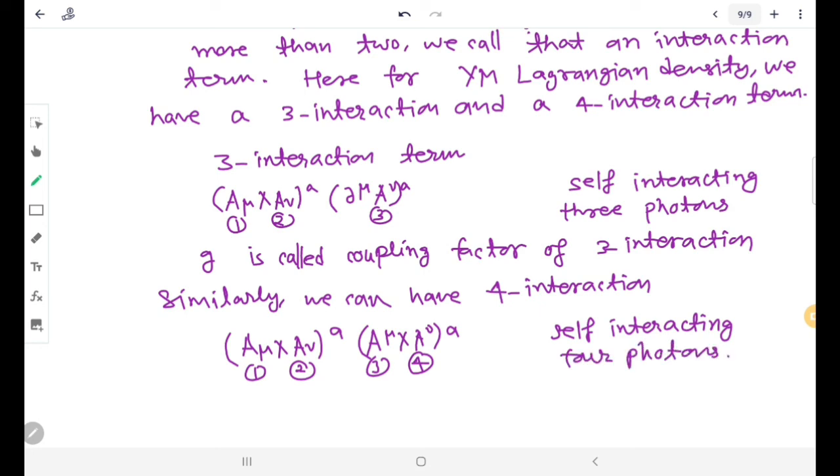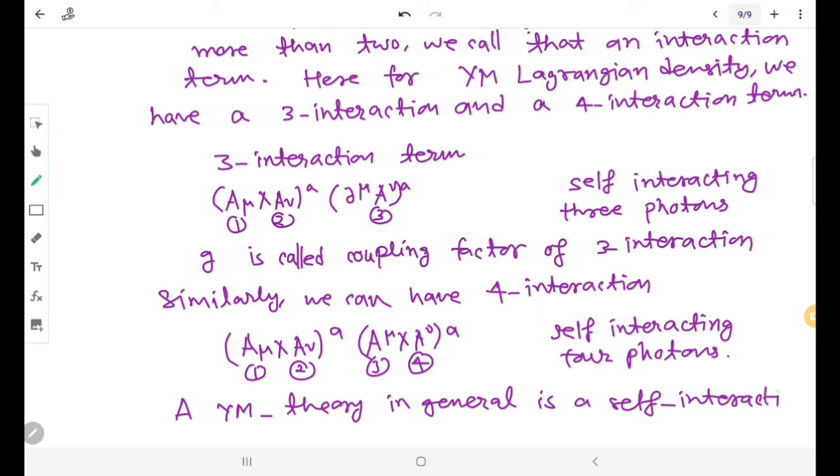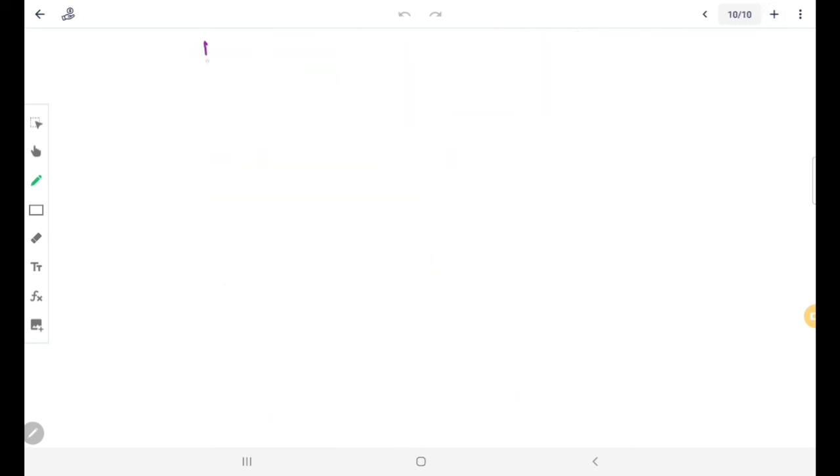And these photons are not simple. These are Yang-Mills photons. So Yang-Mills theory in general is a self-interacting theory. It has a deep meaning. What does it mean? Let me tell you what it means.